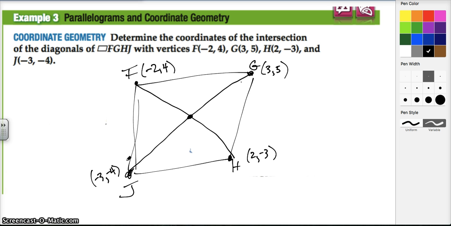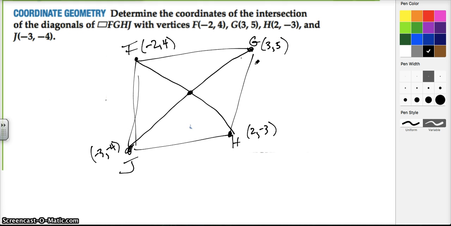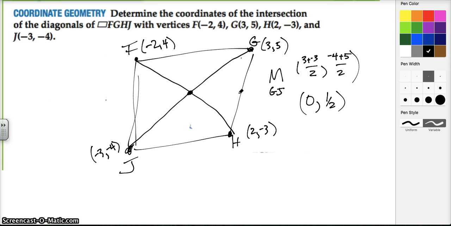Okay, so what we're going to do is find the midpoint of each of these. Remember the midpoint formula? It says take the average of the x's. So if I'm going to find the midpoint of GJ, I'm going to take the average of the x's, 3 plus negative 3 over 2, and then the average of the y's, negative 4 plus 5 over 2, and that should be it. So 0 divided by 2 is still 0, and negative 4 plus 5 is 1 divided by 2. You can call that 1/2 or 0.5, whatever floats your boat.